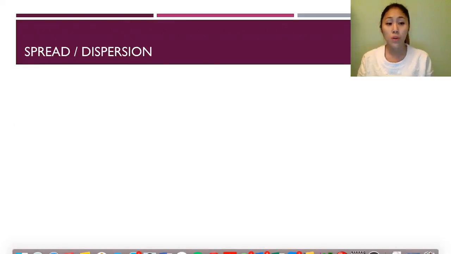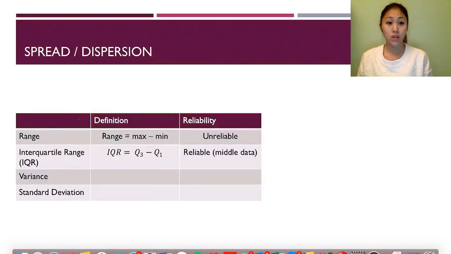So today we're going to learn about other ways of measuring spread and dispersion. Apart from mean, median, and mode, we could also use range, interquartile range, variance, and standard deviation. Today we're going to cover range and interquartile range.